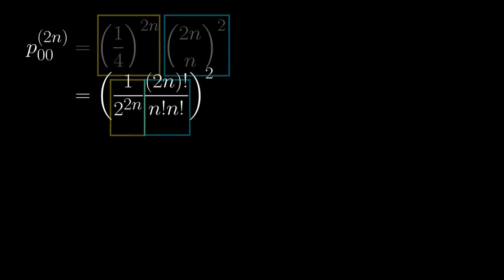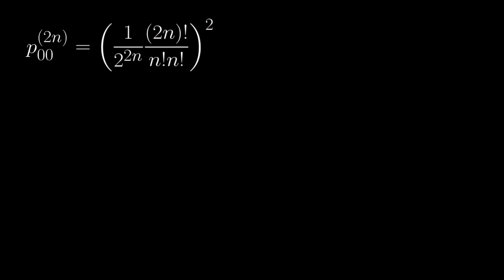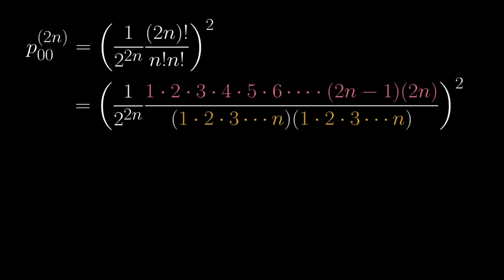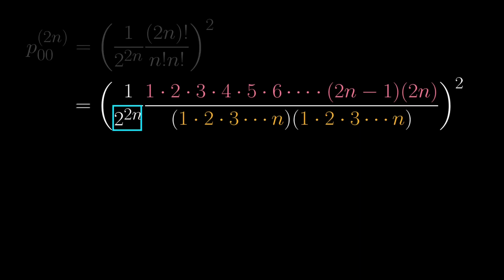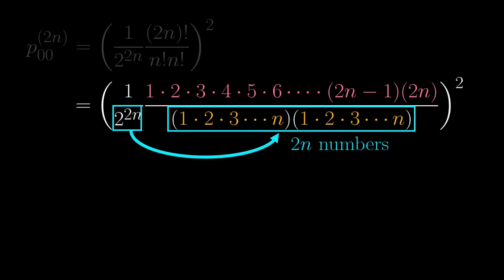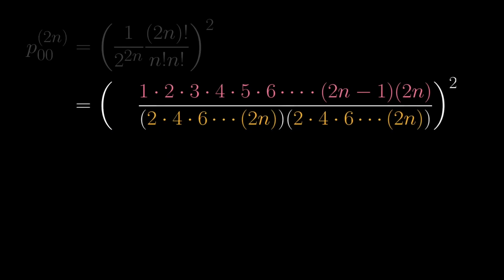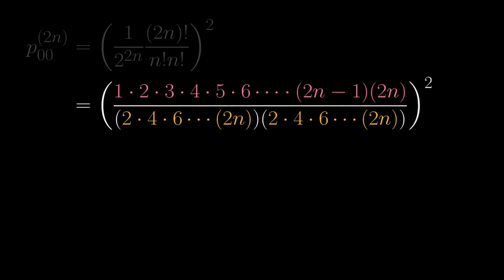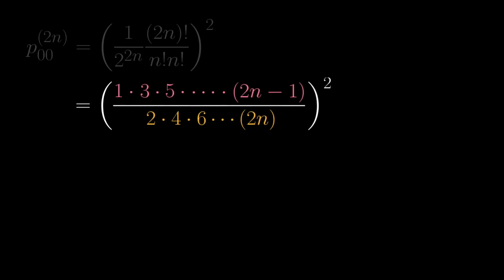Next, we expand the factorials in the numerator and the denominator. Notice that in the denominator we have 2n factors of 2, and there are also exactly 2n numbers in the rest of the denominator, so we can distribute those 2n factors of 2 into those 2n numbers. Then we can eliminate the even numbers from both sides, and we will get all odd numbers in the numerator, even numbers in the denominator.